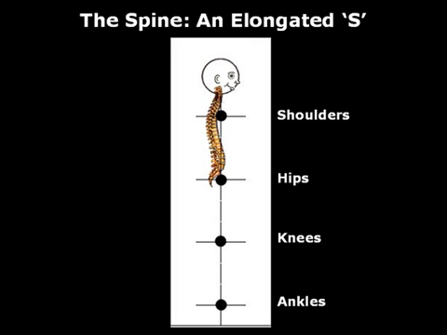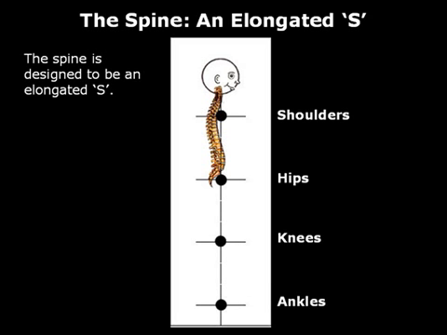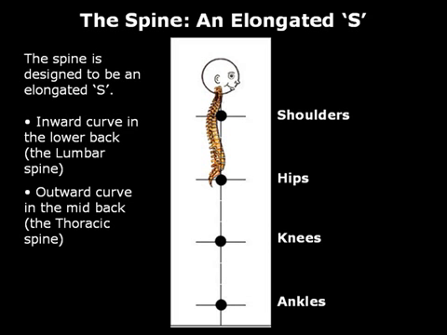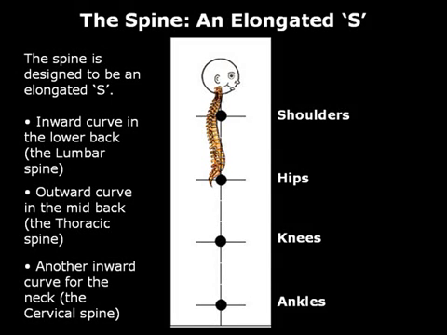And if we put the spine in, what we can see here is that in its natural state the spine is designed to be an elongated S. So it has a curve in the lower back, the lumbar spine, then an outward curve in the middle back, the thoracic spine, and then another inward curve for the neck, the cervical spine.